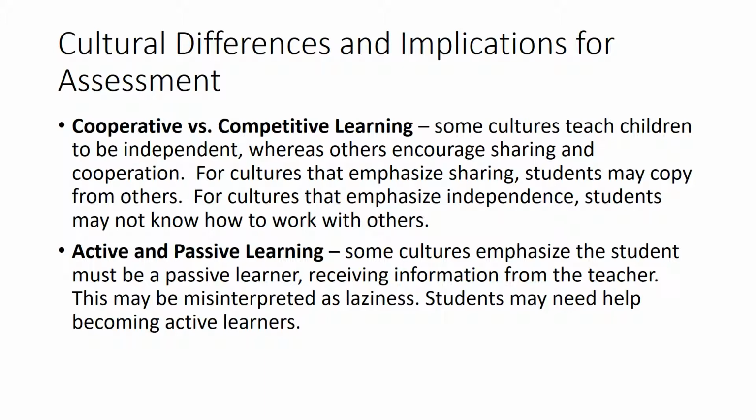So, for example, cooperative versus competitive learning. Some cultures teach children to be independent, like in the US. It's more of a competitive environment, where others encourage sharing and cooperation. So in many cases, for example, Native American cultures believe that the group learns together, and so they struggle to help each other. For cultures that emphasize independence, students may not know how to work with others. And for cultures that emphasize collaboration, they may not know how to work independently, and they may need to develop those skills.